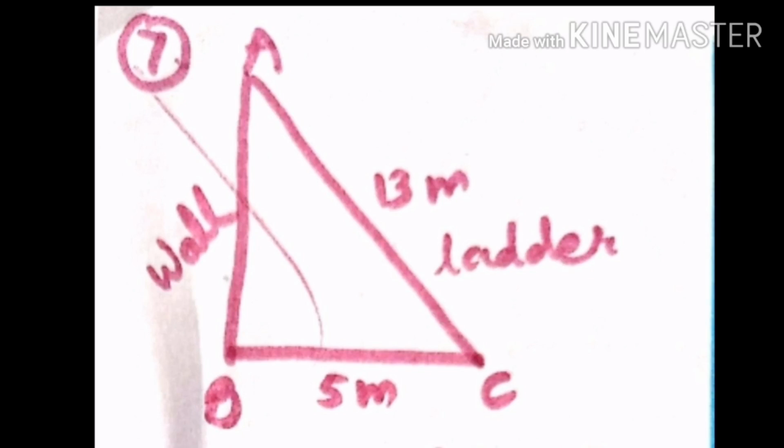Every time if you draw the figure, you will understand what you need to find out. If you don't draw the figure, you will not figure out how to solve it. So now in this triangle, we will take Pythagoras theorem. As AC is our hypotenuse, I take AC square is equal to AB square plus BC square, and then substituting values to get AB square.